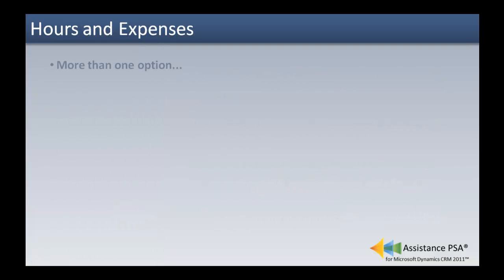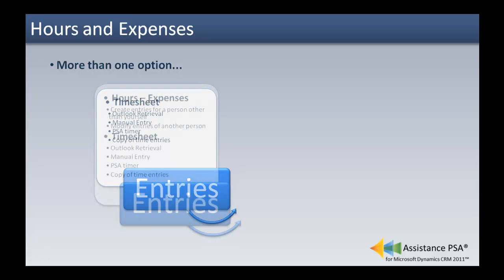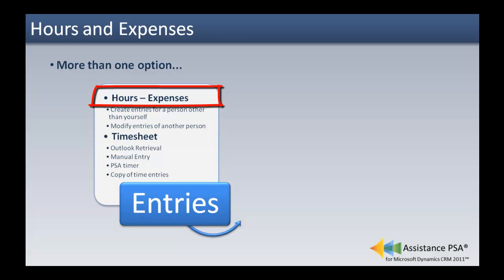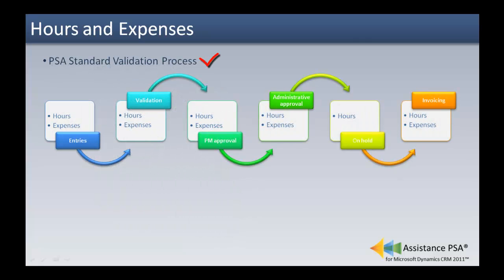In the previous tutorial, you have learned the many ways to enter hours and expenses in the timesheet of Assistance PSA. There is yet another option. You will find it in the same module as your timesheet, but under the functionalities of hours and expenses respectively. It will let you create entries as detailed as in your timesheet, but will also provide you with additional features. The most significant being the ability to book time and expenses for a person other than yourself, as well as to modify someone else's entry. Two options that will become especially important in the overall validation process of Assistance PSA.